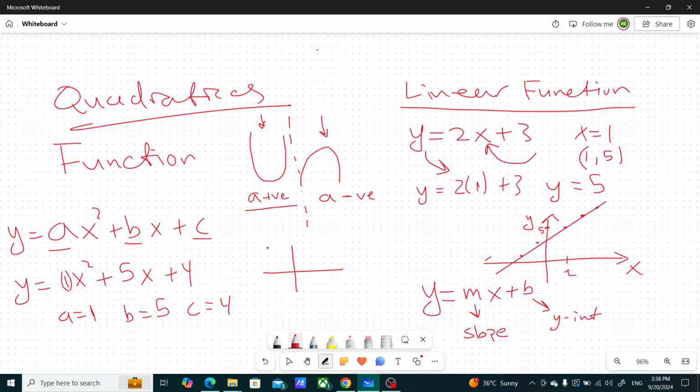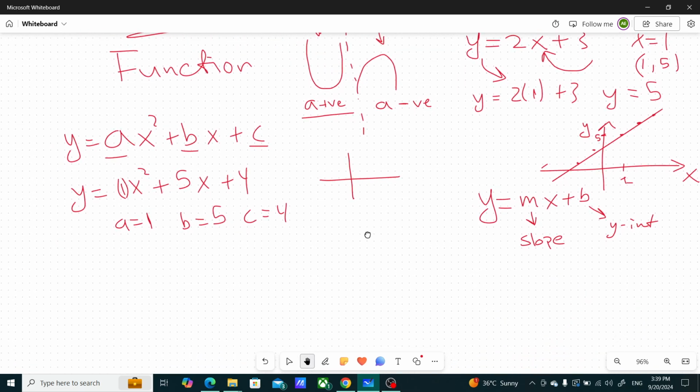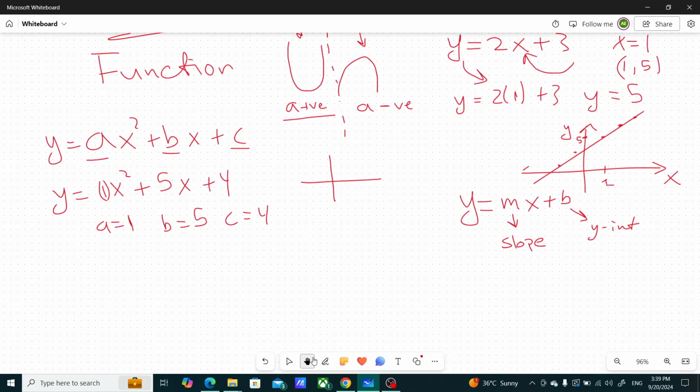Okay, but is this enough to know exactly where the parabola is, or everything about it? No, I know that it just opens upwards. It might be here, it might be here, it might be like this, like this. So I still need more information in order to completely know everything about my parabola.